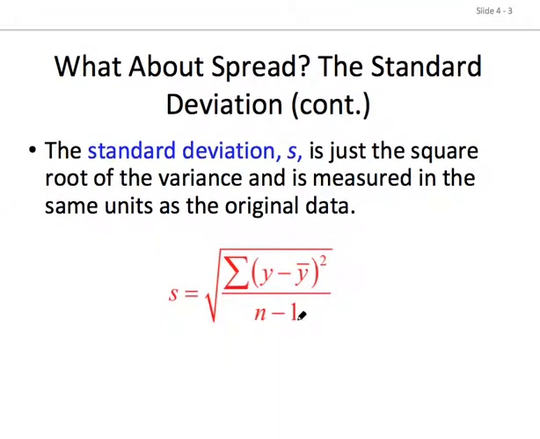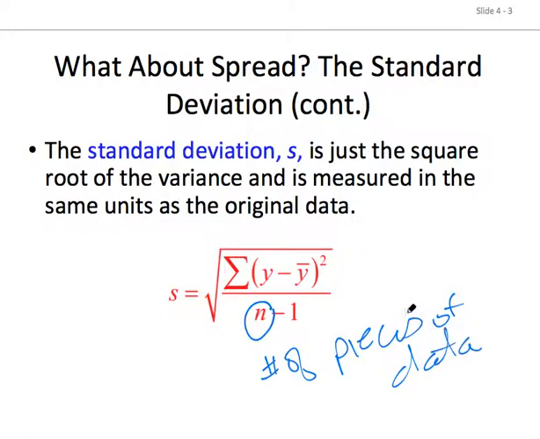Okay, so now we calculate the standard deviation. So all we do is we take the square root of the variance, and now we have the standard deviation. So that's how we get this. You add up all the differences between the data point and the mean, square it, divide it by n minus 1. N, I should say, is the number of data points. Number of pieces of data. Okay, so it's just the square root of the variance.